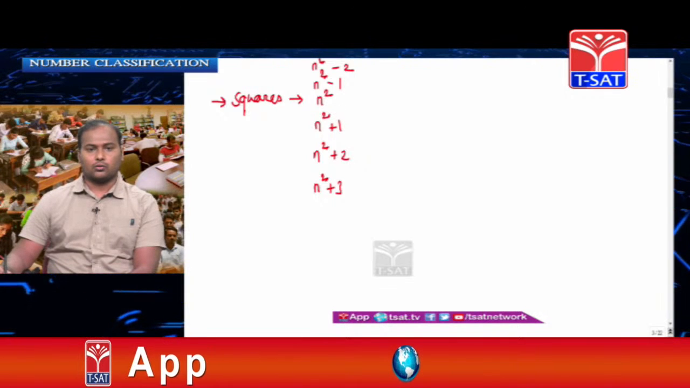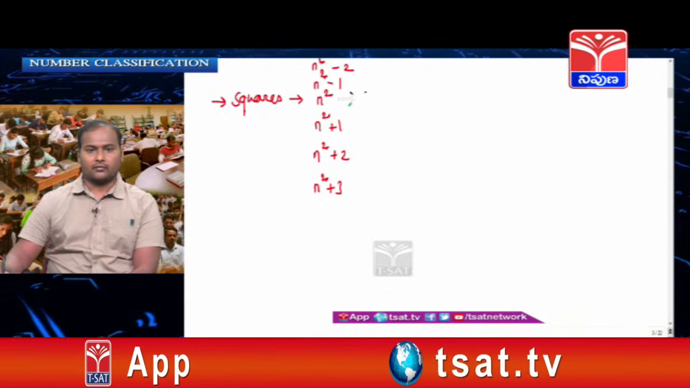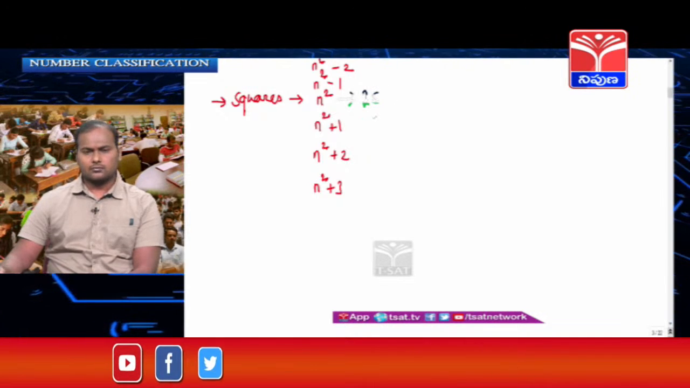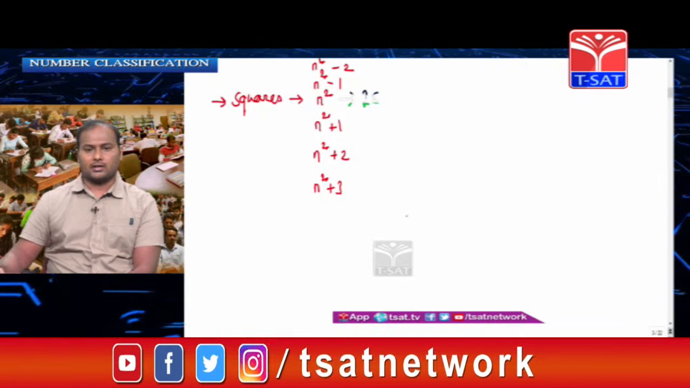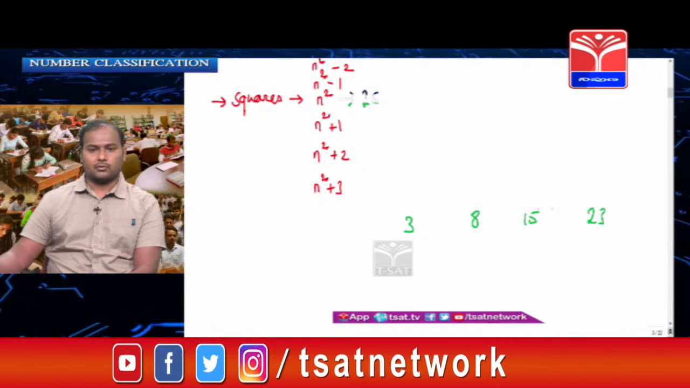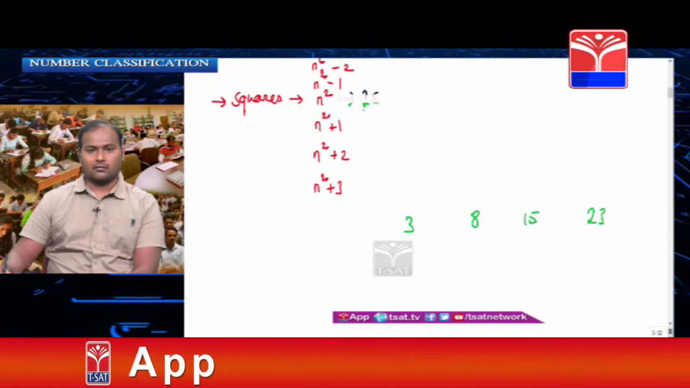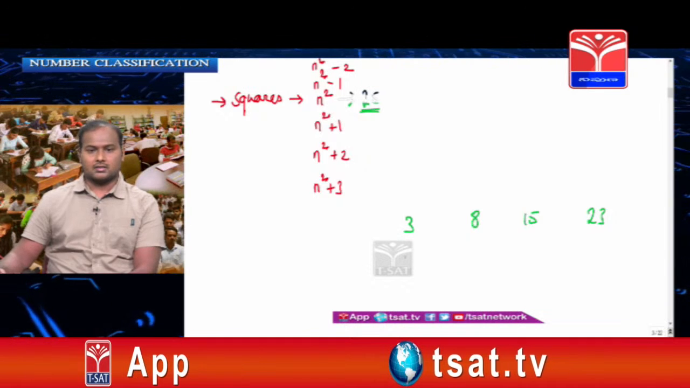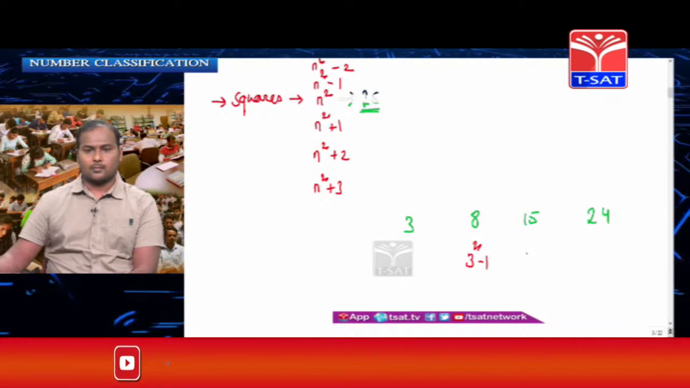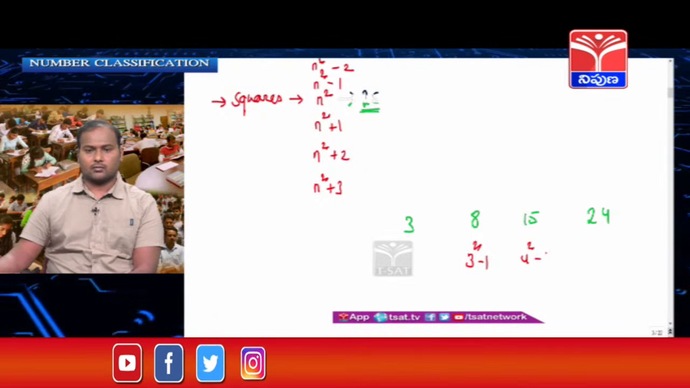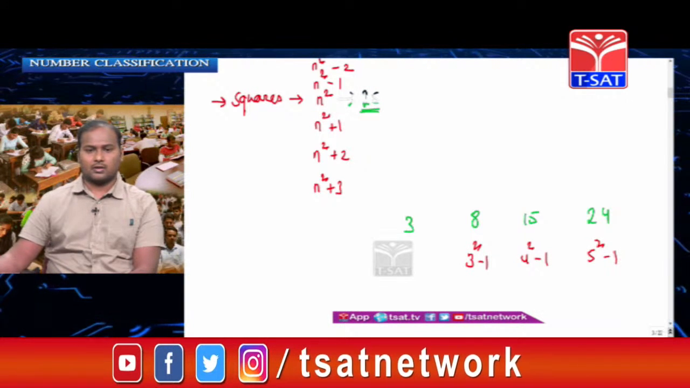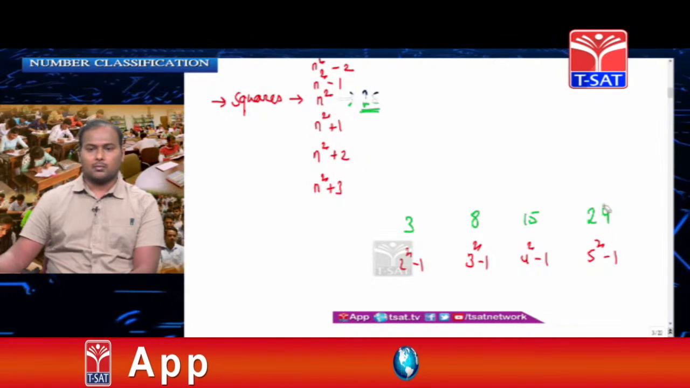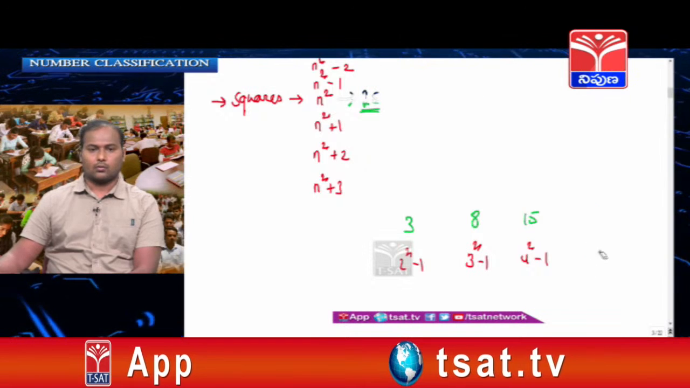One needs to know the squares up to 25 at least, and then the values near squares also. For example, the question may appear like this. How will you classify it? The moment you see this, after remembering the values of n square and the values near n square, directly I can say 3 square minus 1, this will be 4 square minus 1, this is 5 square minus 1. Here you can also write 2 square minus 1. Here I gave common ones, but generally one number will be different.